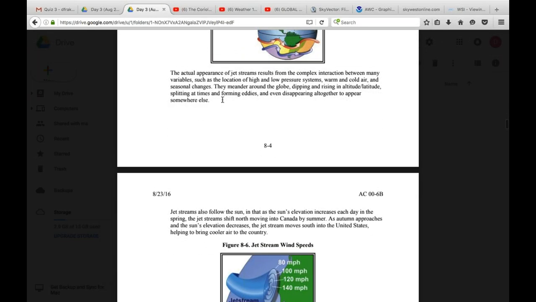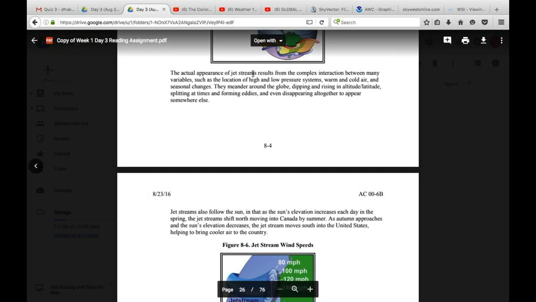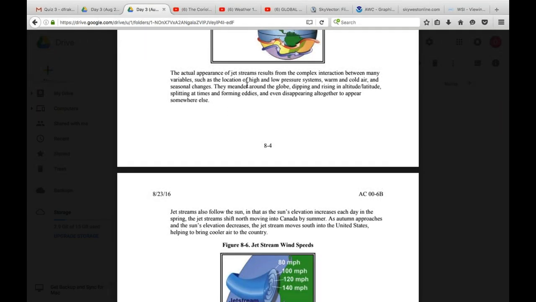So the actual appearance of the jet stream results from a complex interaction between many variables, such as the location of high and low pressure systems, warm and cold air, and seasonal changes. They meander around the globe, dipping and rising in altitude and latitude, splitting at times and forming eddies, and even disappearing altogether to appear somewhere else.